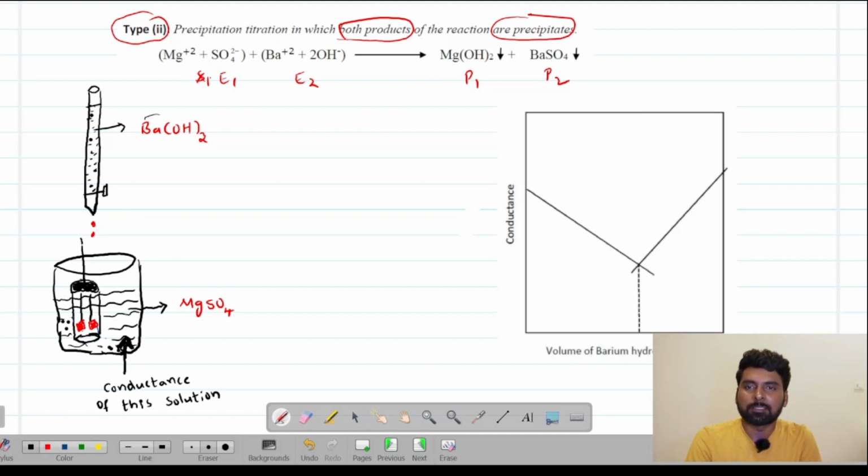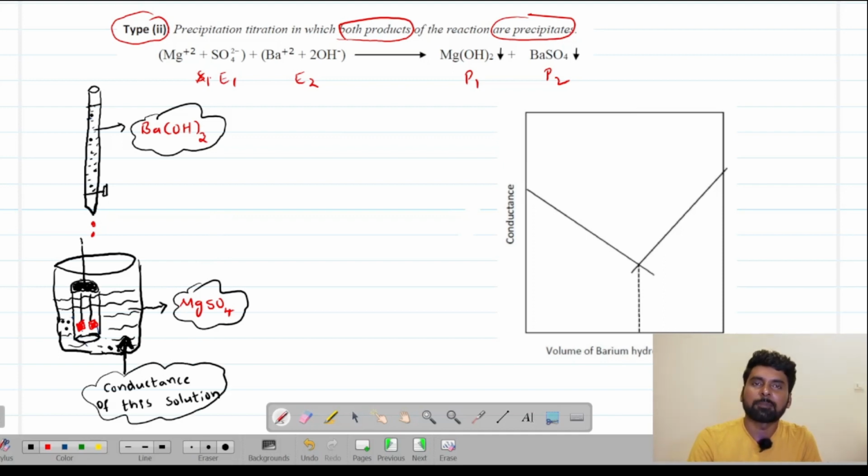To explain that, I am taking barium hydroxide in the burette and magnesium sulfate in the beaker, and I am measuring the conductance of the magnesium sulfate solution. I did the experiment and plotted this graph. In this graph, the volume of barium hydroxide which you are adding from the burette is taken like this. Where is the endpoint? Wherever two lines intersect, that is the endpoint in any conductometric titration. That is the simple trick.